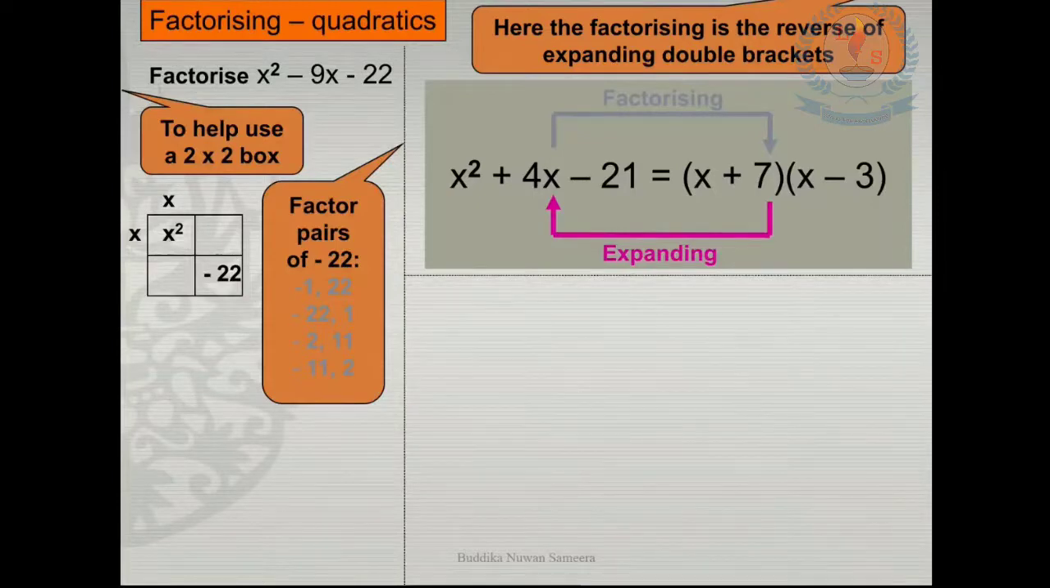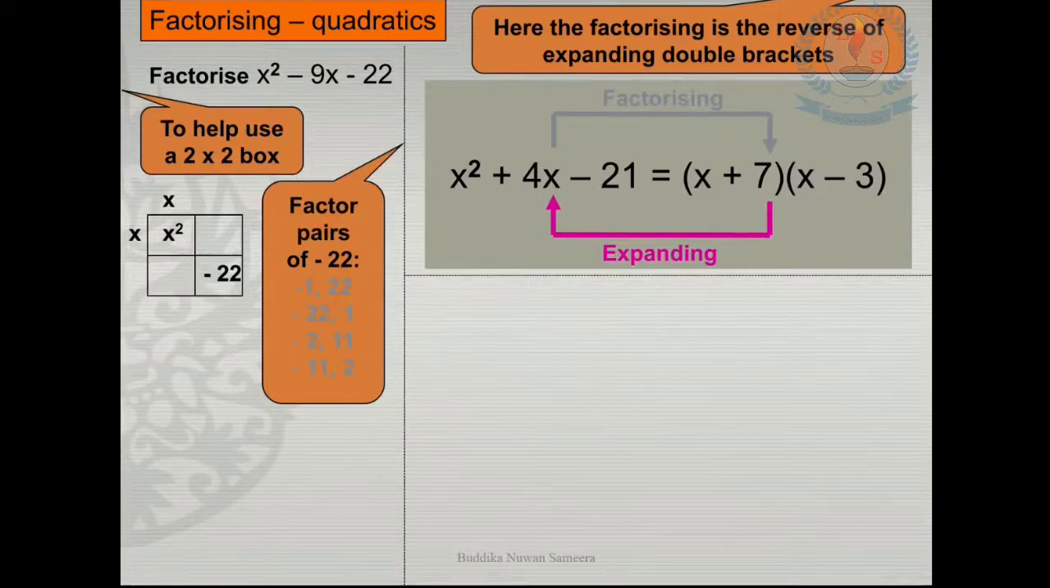So these are the factors of minus 22. That means when you multiply minus 1 by 22, minus 22 is coming. When you multiply minus 22 by plus 1, then also minus 22 is coming. When you multiply minus 2 by plus 11, then also minus 22 is coming. When you multiply minus 11 by plus 2, then also minus 22 is coming. Now we'll see how to make minus 9 from these factors.